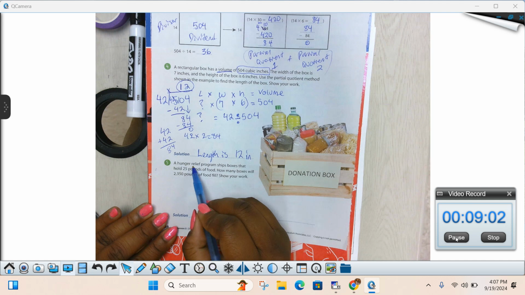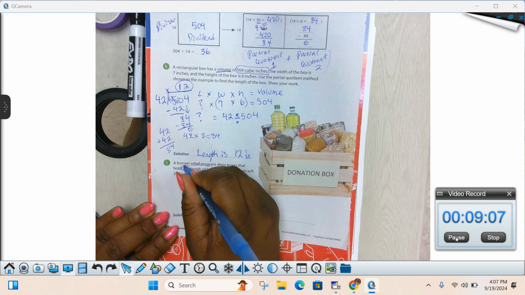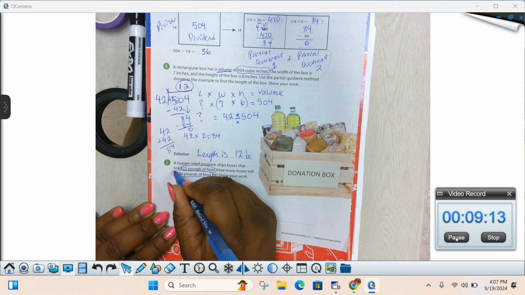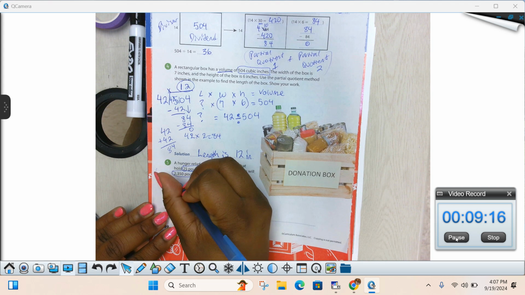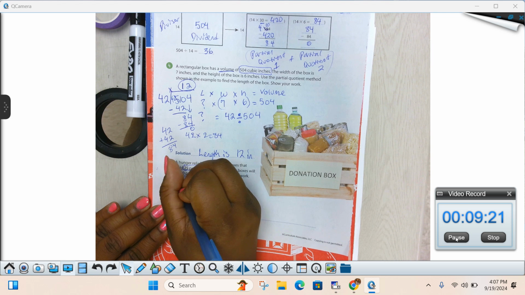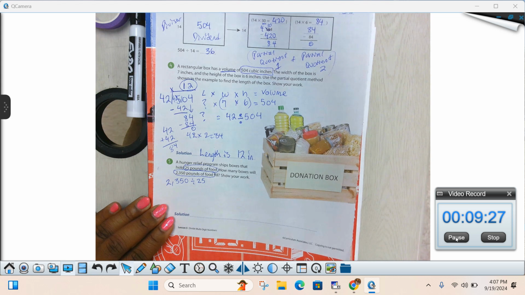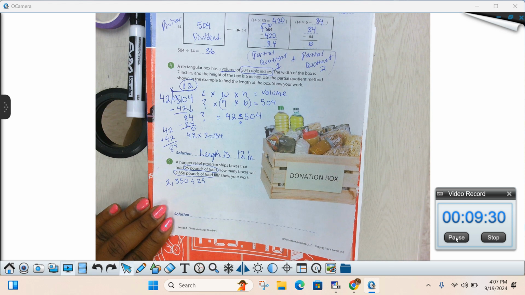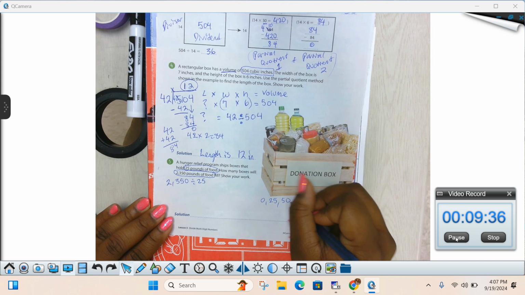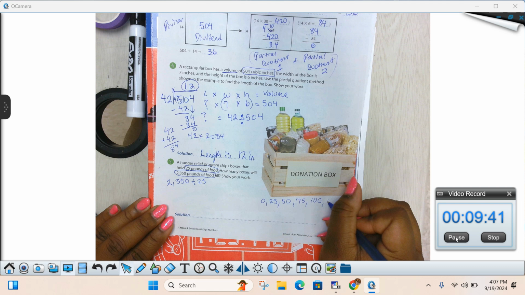Number 5. A hunger relief program ships boxes that hold 25 pounds of food. How many boxes will 2,350 pounds of food fill? So it looks like I have my dividend and I have my divisor. 2,350 divided by 25. Now, I know my 25s because I know how to count by quarters. I get 0, 25, 50, 75, 100, 125.